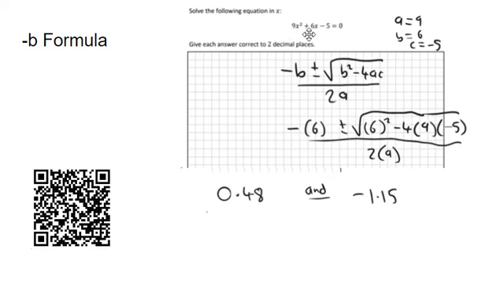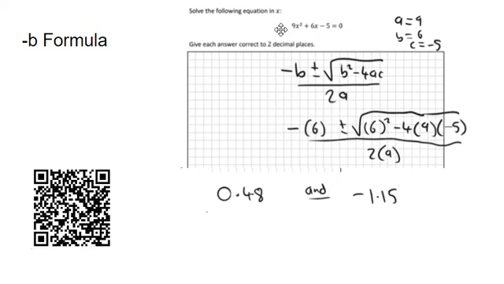But you should be able to recognize a quadratic. A quadratic is when you've got an x squared term, an x term, and a term by itself, without any x, and it's equal to 0. So your a here is the 9, your b is the 6, and your c is the minus 5, and you just put them into the minus b formula.